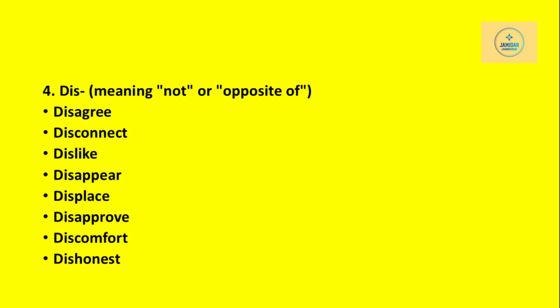The prefix dis means not or opposite of. Example words include disagree, disconnect, dislike, disappear, displace, disapprove, discomfort, and dishonest.